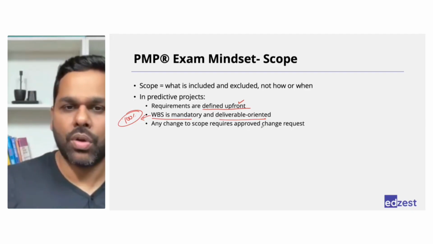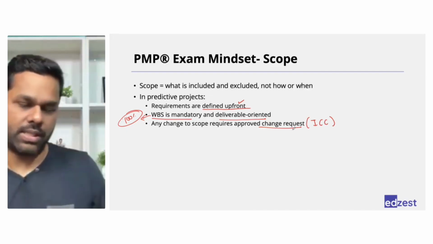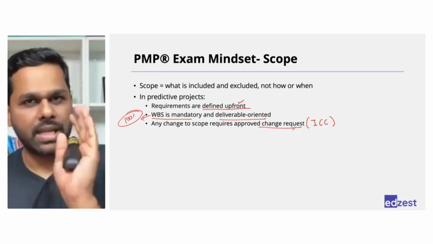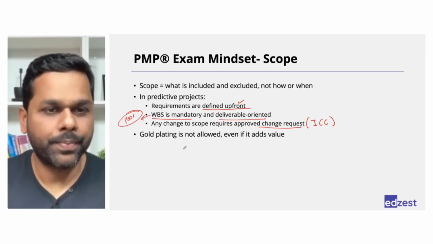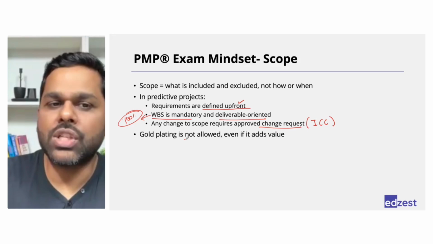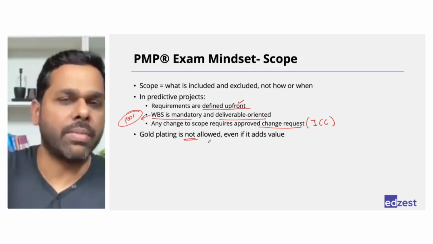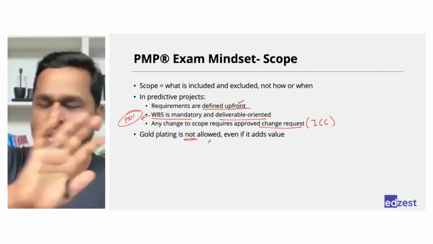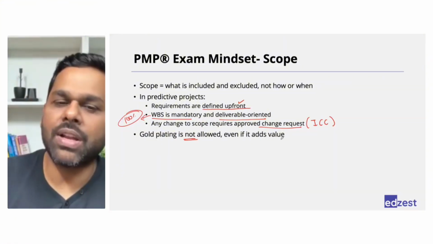Every WBS item will be a deliverable that you will show to the customer. Any change in the scope, go through the approved change request, which is called integrated change control. Always. Never will there be any change without the approvals. Okay. Then gold plating is not allowed. What is gold plating? Adding something extra more than the requirement just to keep the customer happy. Never do that. Right? Even if you think that it adds value, don't do it.